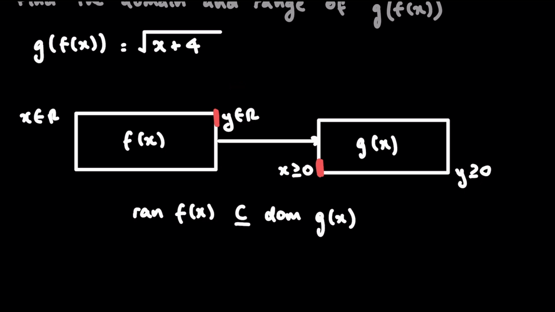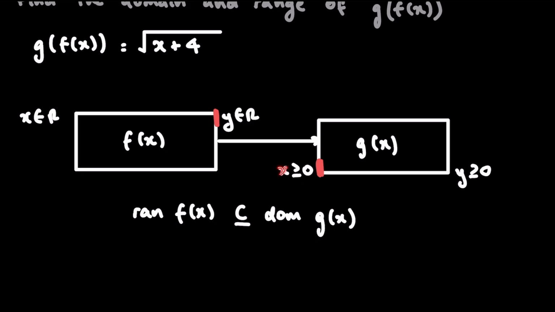But what about, let's say, -5? We know that because the range of f of x is any real number, we can say that -5 is allowed and will leave this function. But is -5 allowed to walk on over into the g of x machine and try to enter it?